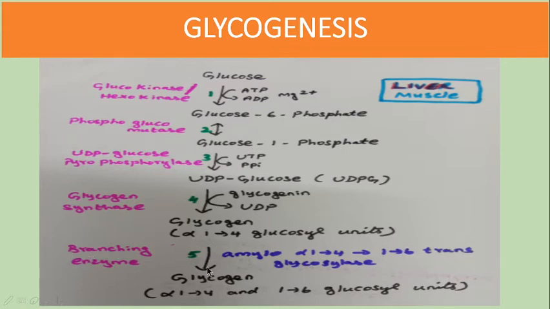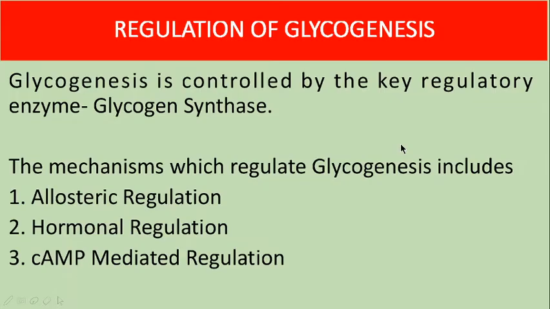So with the role of this branching enzyme, the glycogen will be having alpha-1,4 as well as alpha-1,6 glycosyl units. So this is the pathway of glycogenesis which will take place in the liver and muscle.